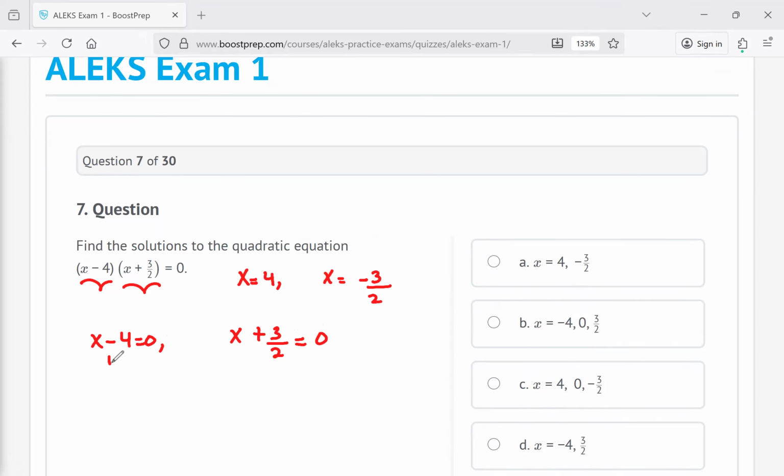Solve for x, you're going to add 4. You're going to get x equals 4. And then over here, you're going to subtract 3 halves, and you get x equals negative 3 halves. Okay, so my x is 4 and negative 3 halves. Look it up. Letter A.